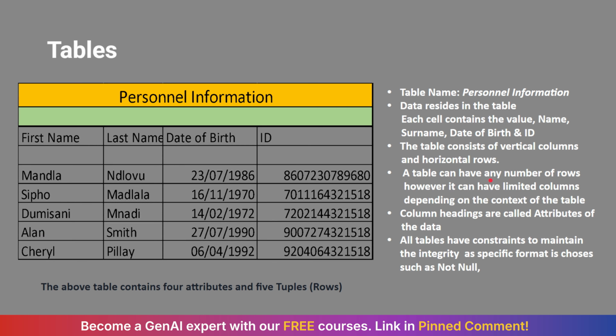A table can have any number of rows, however, it has limited columns depending on the context of the table. So this is very important. I could put a million rows in that data set, no problem. But if I add one more column, that will hinder the structure. The structure of the table is already defined. You have to pass an alter command to first change the structure and then add values into it. So that is the structure of a table. It cannot have additional columns until altered. Column headings are called attributes of the data. All tables have constraints to maintain integrity. We will be seeing constraints in the coming time and how we maintain integrity with them.